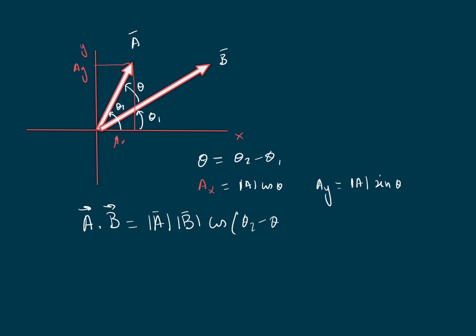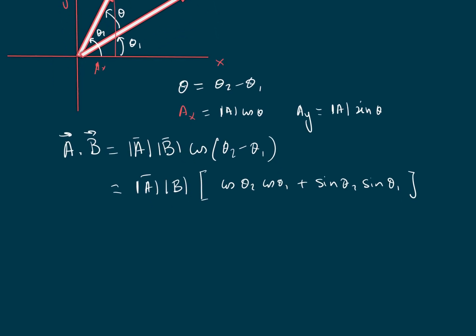Okay, if you remember from pre-calculus how to write the cosine of theta 2 minus theta 1 in terms of cosines and sines, you will remember that cosine of theta 2 minus theta 1 is cosine theta 2 multiplied by cosine theta 1 plus sine theta 2 multiplied by sine theta 1.